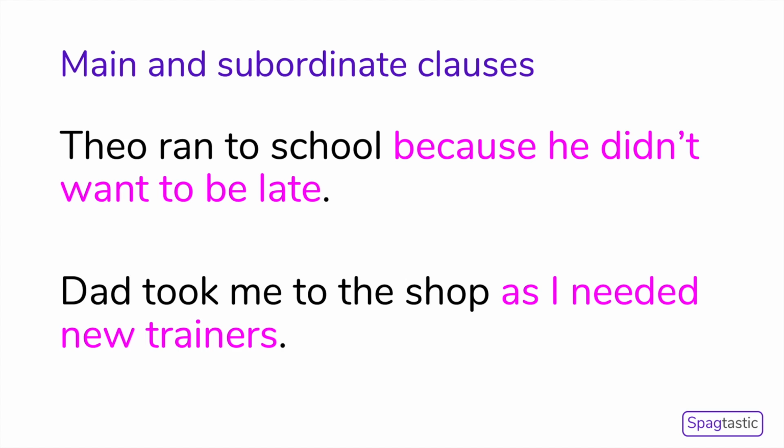Here is another example. Dad took me to the shop as I needed new trainers. In this sentence, the main clause is Dad took me to the shop, as it has a subject, Dad, and a verb, took, and it stands alone as a sentence. The subordinate clause is as I needed new trainers. This gives additional information to the main clause, but it wouldn't make sense on its own. It is joined to the main clause by the subordinating conjunction as.